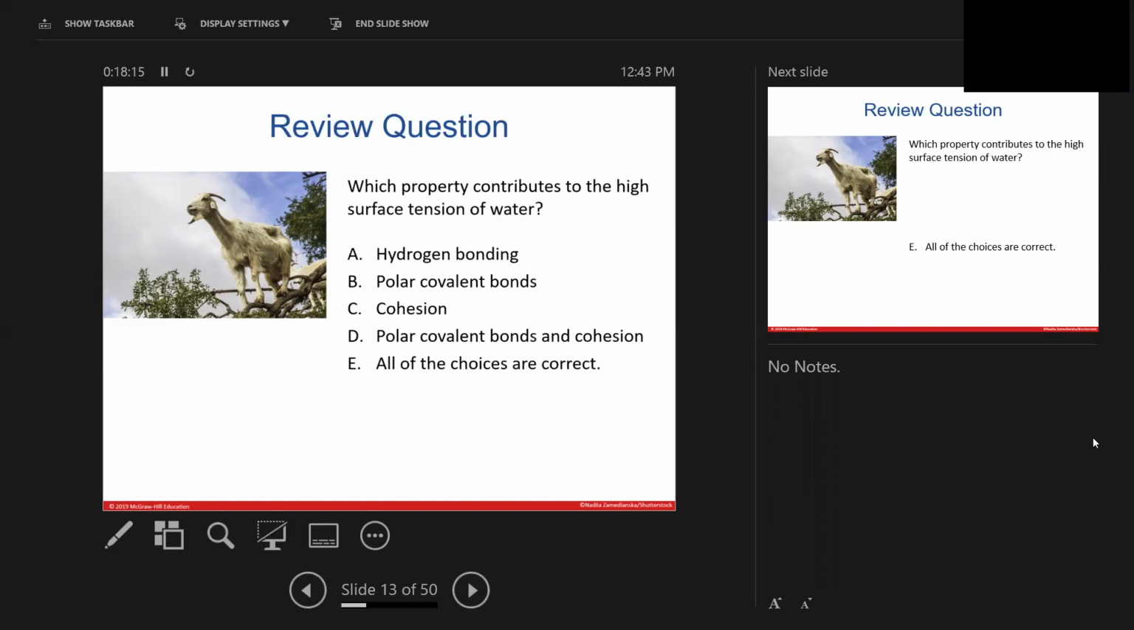How many of y'all think it's A? What about B? C? D? What about E? Exactly. It's all of these things working together that ultimately results in cohesion happening, because you can't have cohesion without those hydrogen bonds and those covalent bonds playing a major role. So it's a little bit of a tricky question, but yeah, all of them are correct.